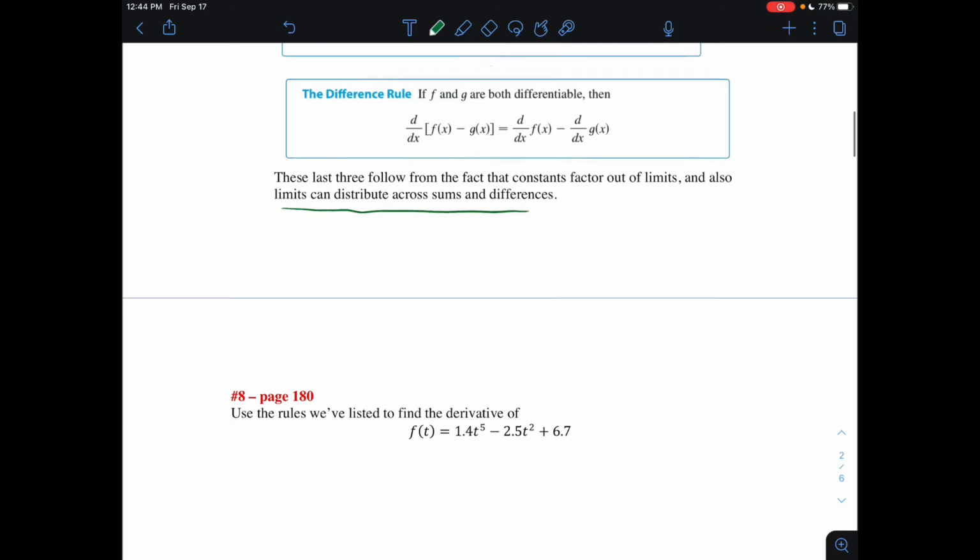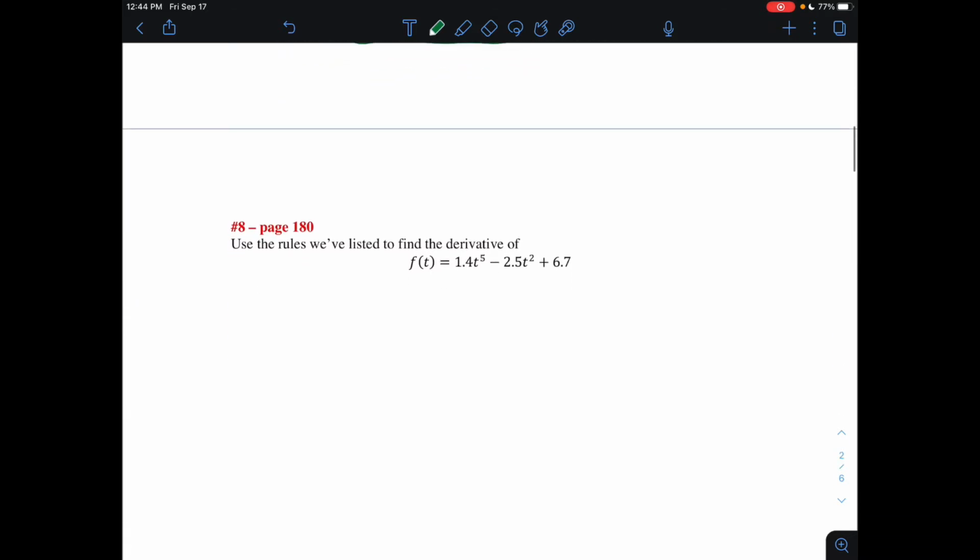So let's use these rules to find a derivative. This comes from number 8 on page 180 from our textbook. The function is f of t equal to 1.4 times t to the fifth minus 2.5 times t to the second plus 6.7. So now this is different than the directions we had in Chapter 2. Here I'm not going to use my definition, using the limit as h approaches 0, etc. I'm just going to use these rules.